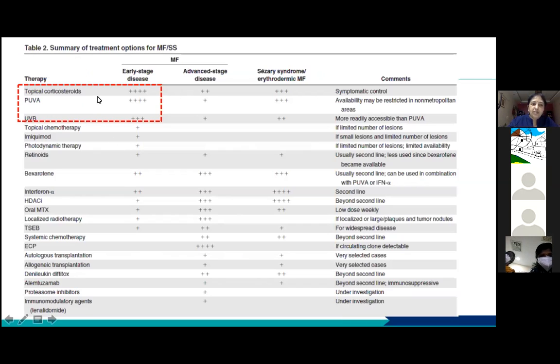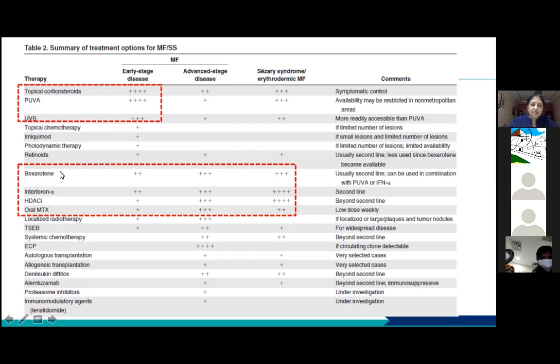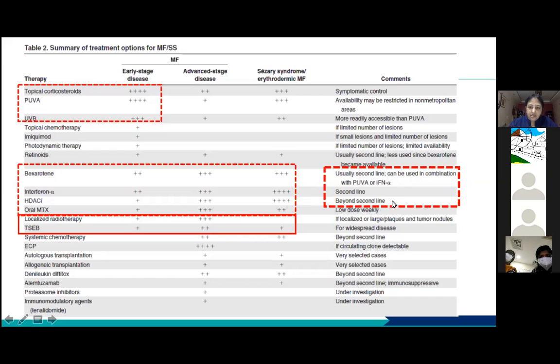For example, topical steroids, PUVA A, PUVA B, they are very useful for early stage disease. While if you look at the systemic therapy options, bexarotene, interferon alpha, HDAC inhibitors, oral methotrexate, they are useful for advanced stage or Sézary syndrome. Now, the problem is that some of these drugs are not easily available or they're very expensive. Because I have been treating this disease for some time, I have realized that very few patients can get hold of these drugs. And these therapies in mycosis fungoides are generally used as second line or beyond second line. Well, let's look at the place for radiation therapy.